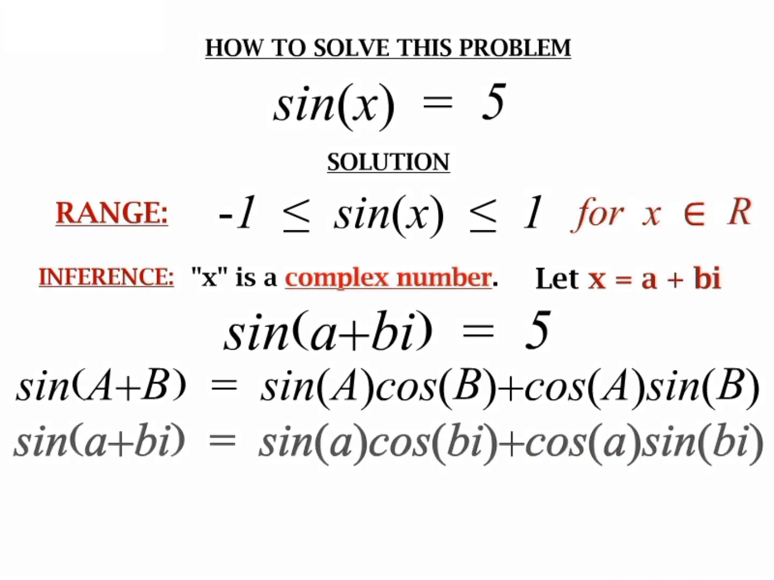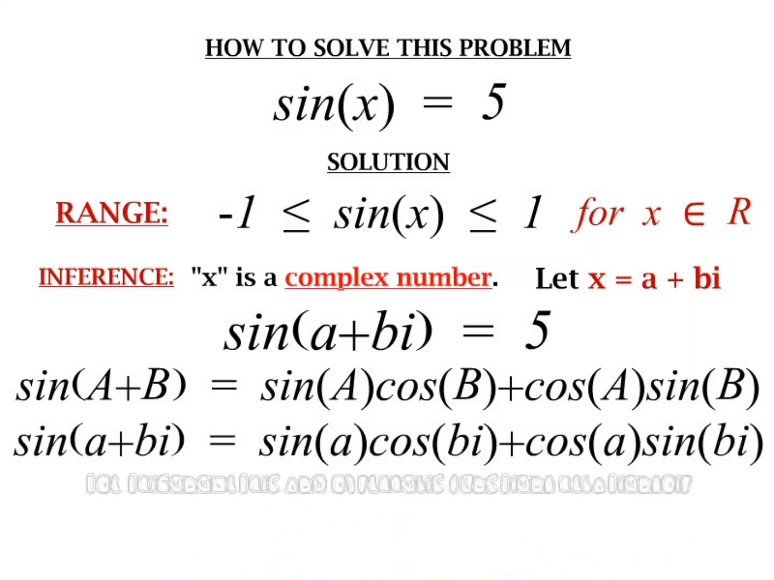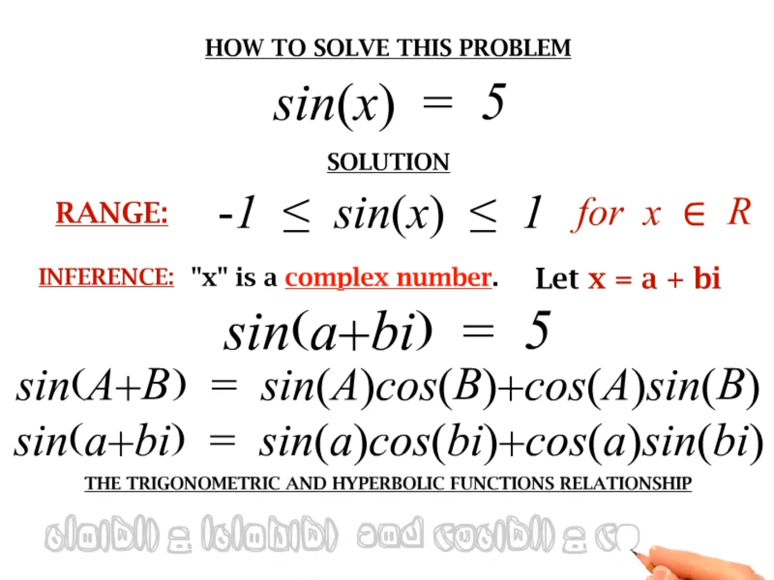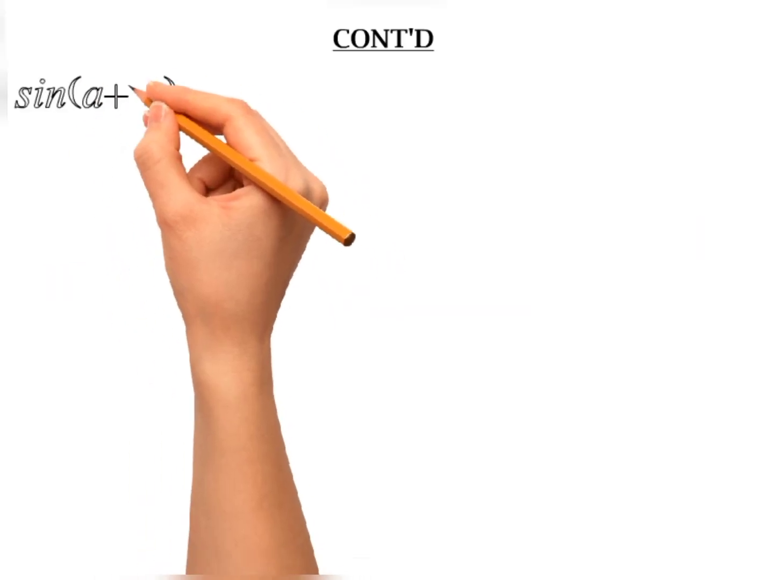There is something we still need to do in order to isolate the imaginary number. We need to break the bond tying it down. This can be achieved by using the close relationship between the trigonometric and the hyperbolic functions. Sin bi is equal to i sinh b, while cos bi is equal to cosh b. So, by replacing these identities we have a new expression.